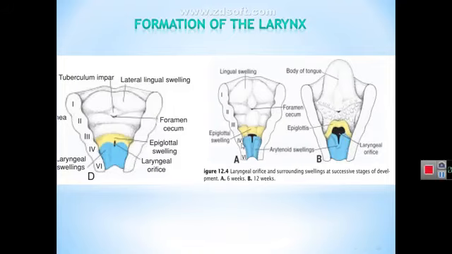The mesenchyme of the 4th and 6th pharyngeal arches transforms into thyroid, cricoid, and arytenoid cartilage. The epiglottis is derived from the mesenchyme of the 4th pharyngeal arch during the 5th week of gestation.